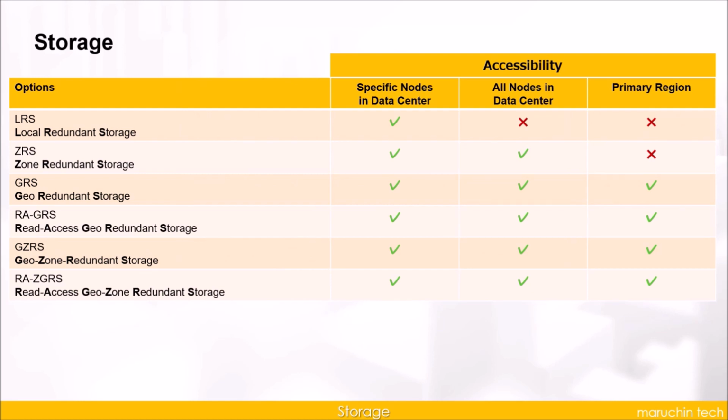I highly recommend you memorize these redundancy options as they appear frequently on the exam. The exam frequently asks you to choose the correct redundancy option, focusing on whether or not the secondary region can be accessed during normal times as well as in the event of failure. And again, with the read access option, you can access the secondary region even in normal times.